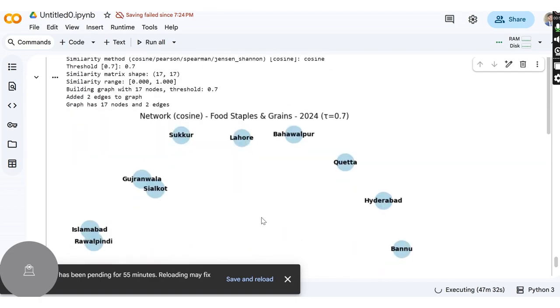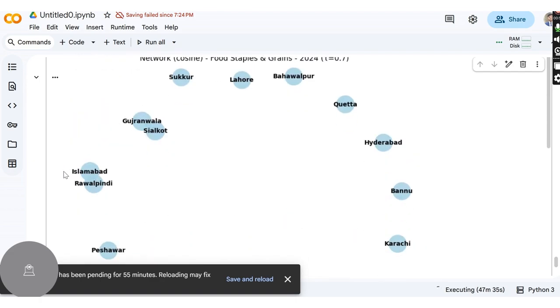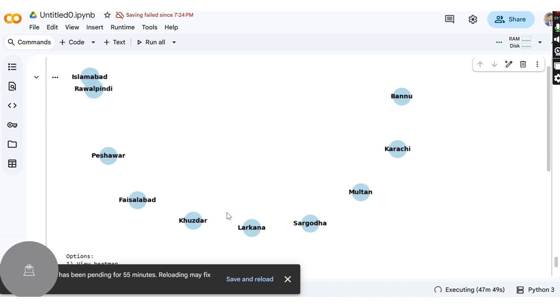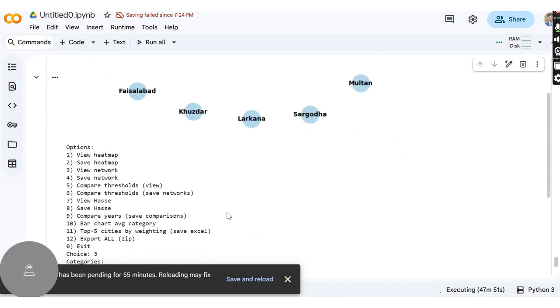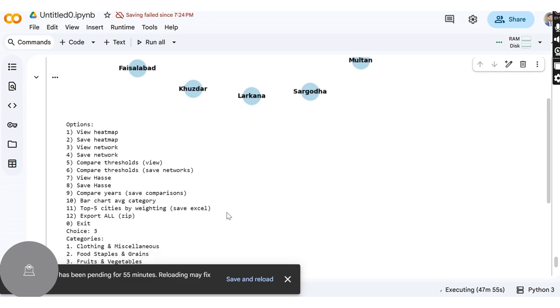But if we move on to the 0.7 threshold, you can see only Islamabad and Rawalpindi are together here. Bahawalpur has moved apart from Sukkur, and Quetta has moved apart from Islamabad and Rawalpindi. It shows that the weaker edges have disappeared. If you move on to 0.8, only the strongest connection remains. Islamabad and Rawalpindi dominate, while Sialkot, Gujranwala and Bahawalpur become sparsely connected.